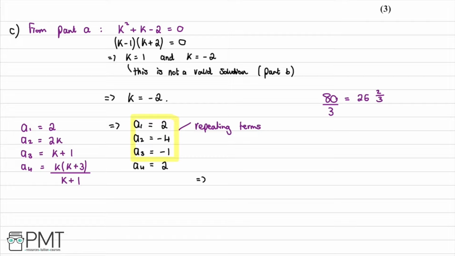So therefore, what we're looking for is the sum of our first 80 terms from r equals 1, of our sequence, which is here denoted by a r. So what's this going to be?